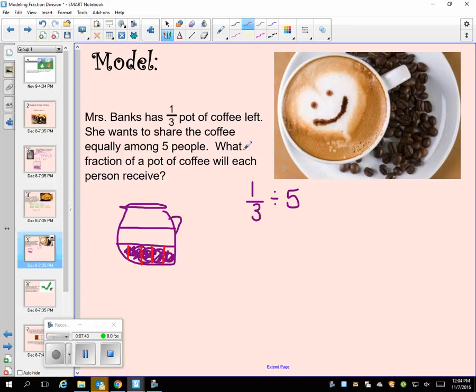And it wants to know what fraction of the pot, the whole pot. So this is what each person gets. But how much is that of the whole pot? Well, that means I've got to figure out how many pieces that would be in the whole pot. My crooked lines. So I have 3 groups of 5, that's 15. So each one of these pieces is 1/15. So each person gets 1/15 of the pot.